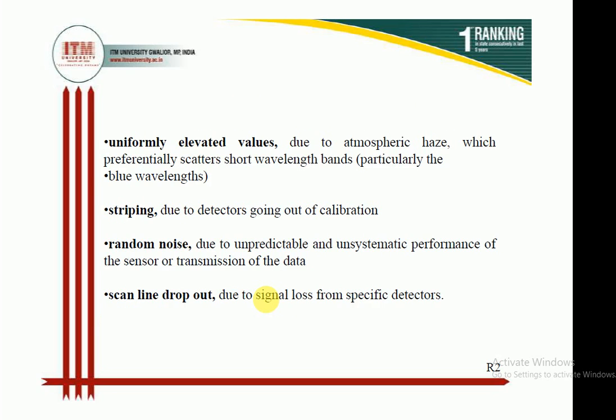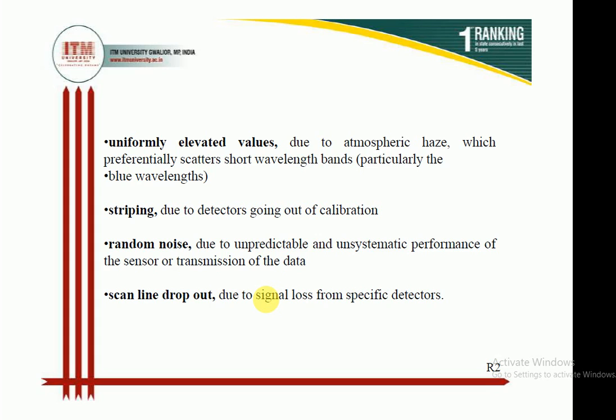There are four basic steps for rectifying the error. The first one is the uniformly elevated value, which is used for correction of atmospheric haze. The second one is the stripping process, which is used for sensors which are uncalibrated. So if the image is taken by an uncalibrated sensor, then that particular image is corrected with the help of a stripping process.